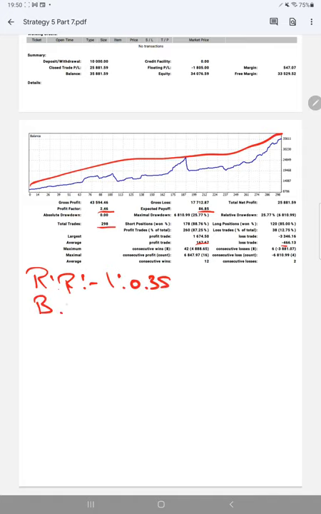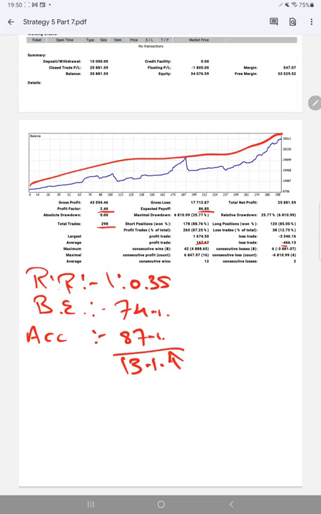If you compare it with the current account, if we get the break even point from the average profit and loss, it will be 74%, and comparing with the current account accuracy of 87%, we are almost up by 13% over the requirement. So if you are also willing to get the same profit with such a high accuracy, you can ask for strategy 5 and get the same profit on your account.